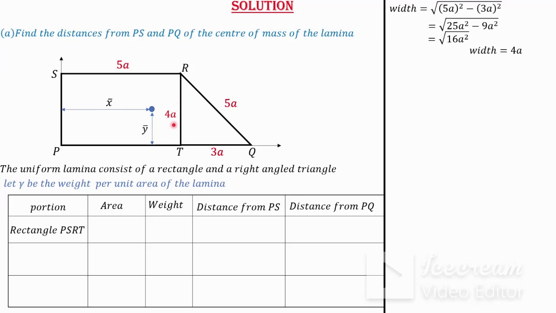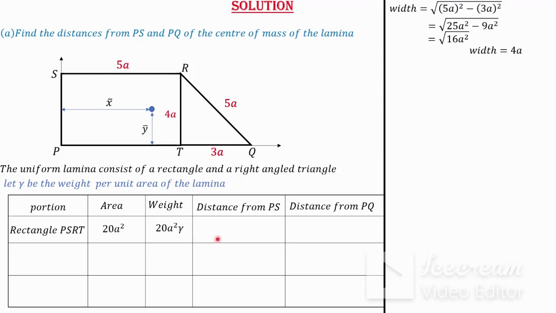Since we have the width of the rectangle and its length, we can calculate its area, which is length times width, that is 5A times 4A, which gives us 20A squared. For the weight, we simply multiply this value, 20A squared, by gamma, which we assumed was the weight per unit area of the lamina. So the weight of this rectangle is 20A squared gamma.